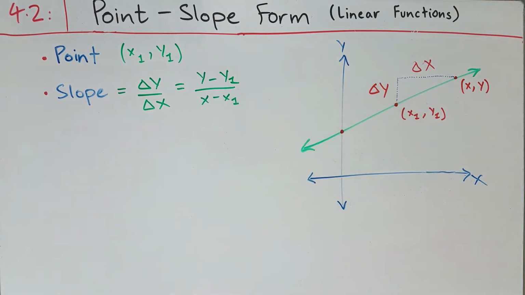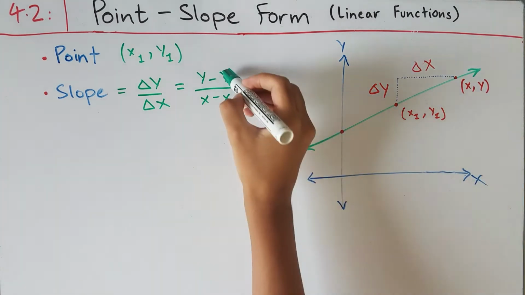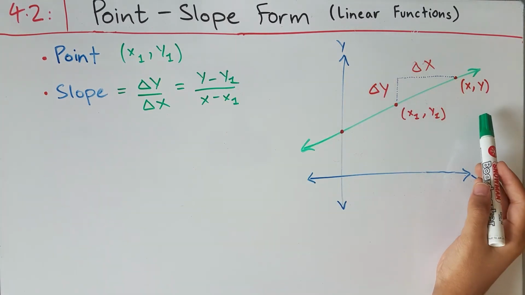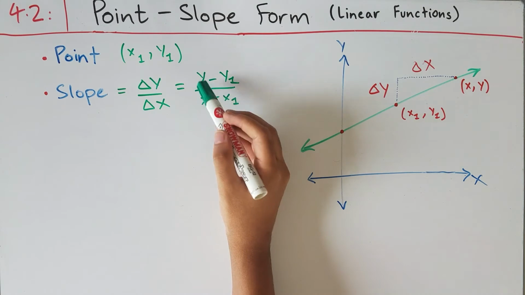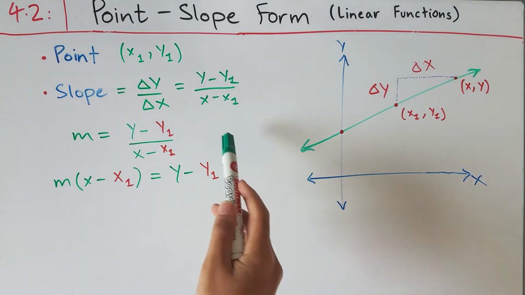And with the slope, we can see that we have incorporated the 2 points x1, y1 in these two parts. And we have also incorporated x, y with this x and the y over here. And since we know that slope of any function is denoted by the letter m, it would equal y minus y1 over x minus x1. So now let's just do some algebraic manipulation on this formula. Let's say that you multiplied each side of this function, m equals y minus y1 over x minus x1, by x minus x1 on each side of the equation.